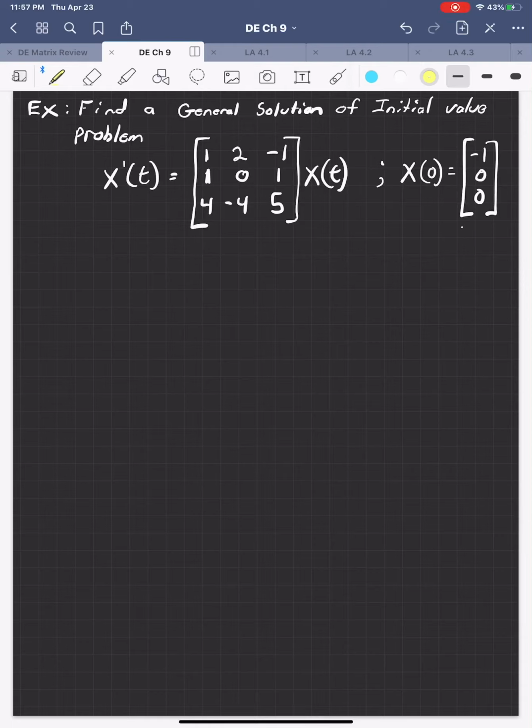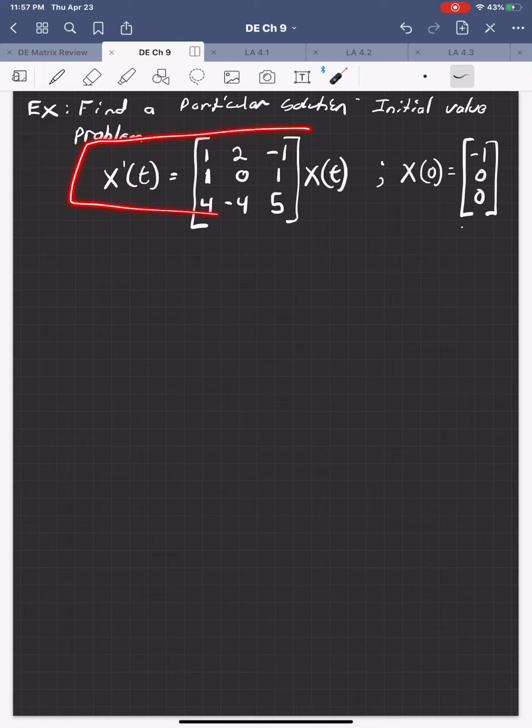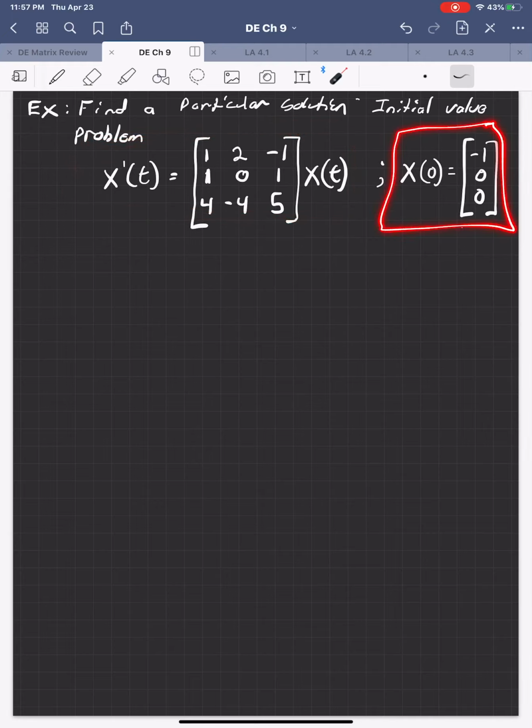Okay, so we practiced finding a general solution. We're now going to actually find a particular solution to an initial value problem. Let's see if we can; I'll give you some step-by-steps here just to make sure that you can follow along. This is the differential equation, the system that you want to solve, and this is your initial value.